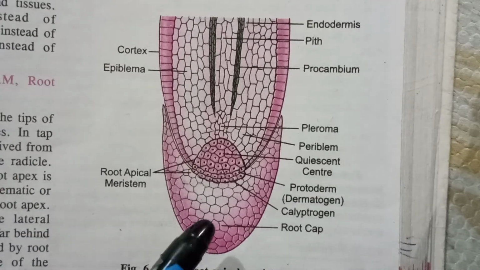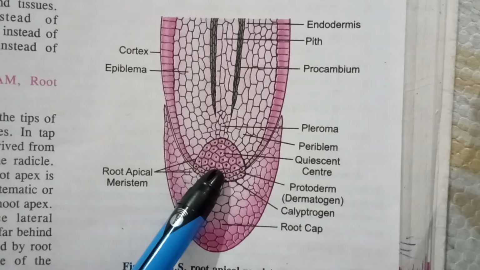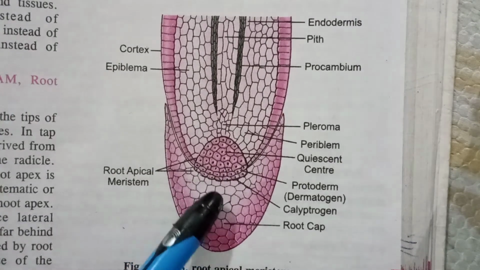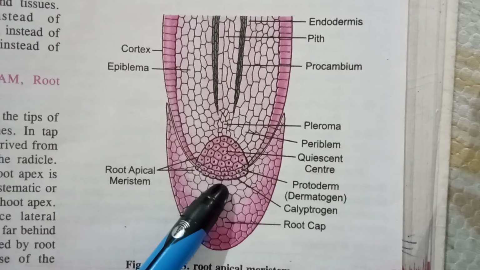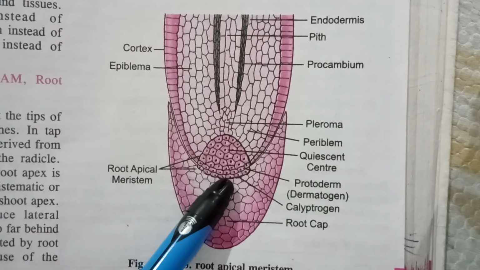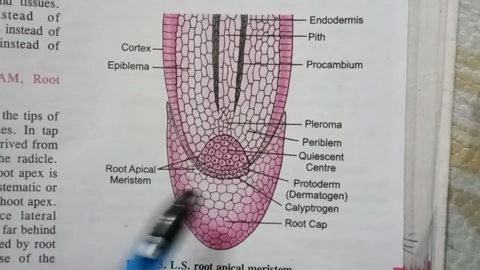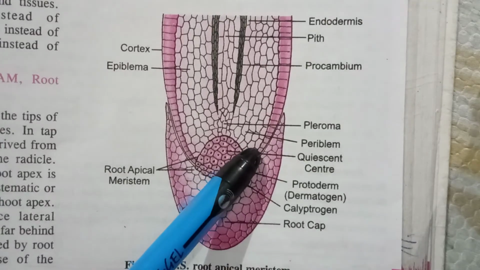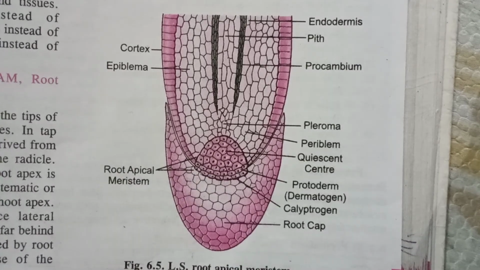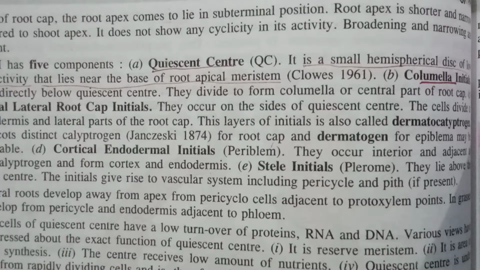In the diagram you can see this is the root cap portion, and this is the quiescent center. Then the outer layer, the calyptrogen, is present, and the dermatogen. These tissues are called the root apical meristem. Look at the labeling properly. These cells repeatedly divide and ultimately are responsible for the growth of the particular root.